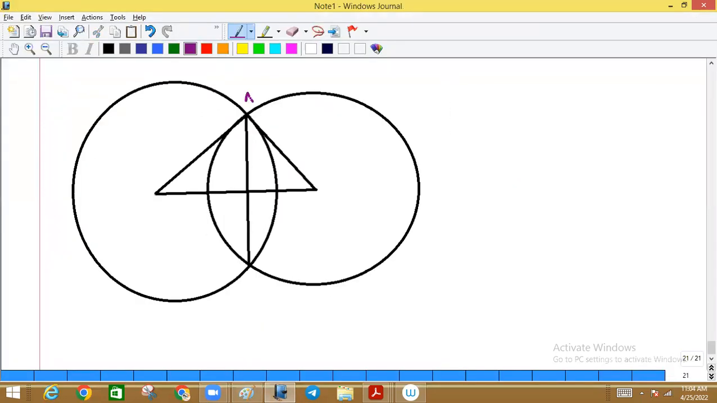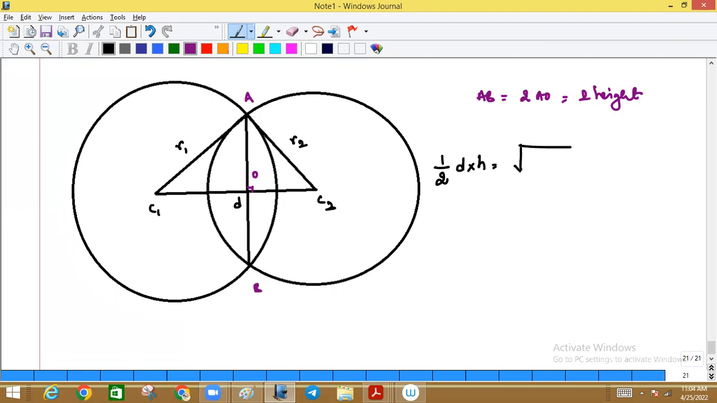This is AB, O. Here AB is equal to 2 times AO, which is 2 times the height of a triangle. Understood? This one is C1, C2. Radius 1, radius 2. Distance between C1 and C2 is D. So you take half into base D into height, and use the formula under root of S into S minus A, S minus B, S minus C. Therefore, you can find the height, which is 2 by base times area.